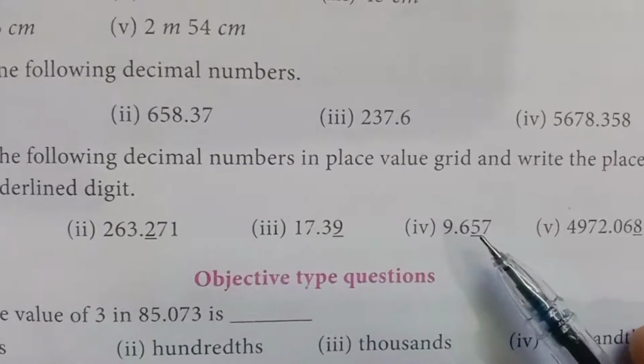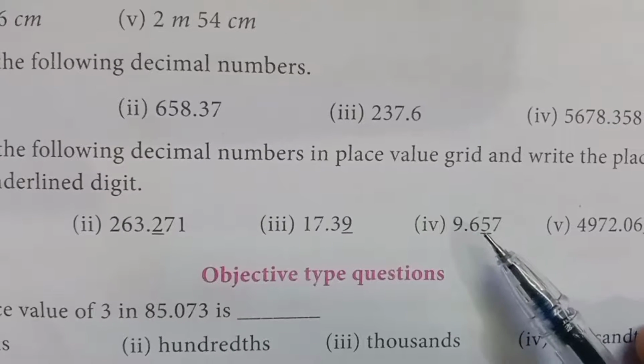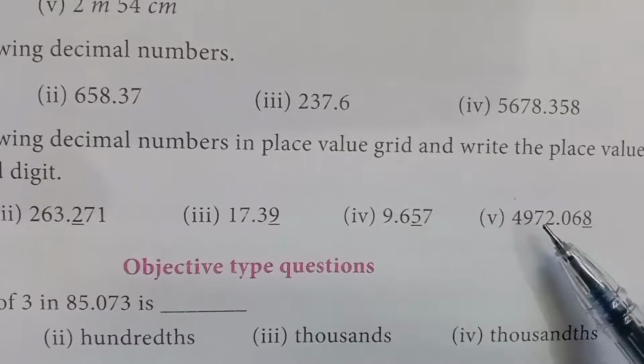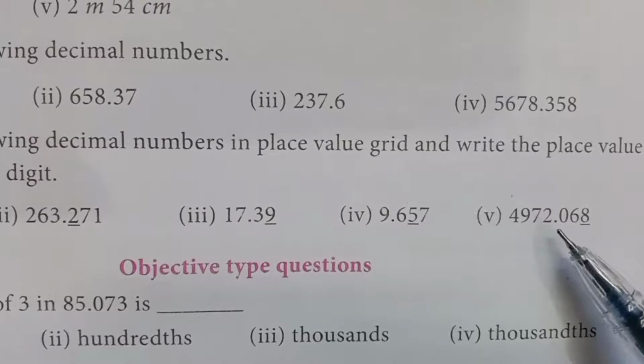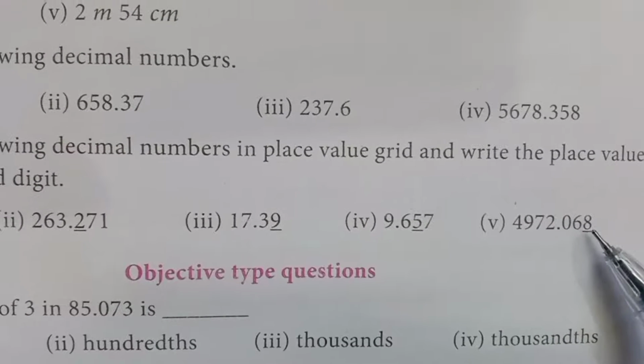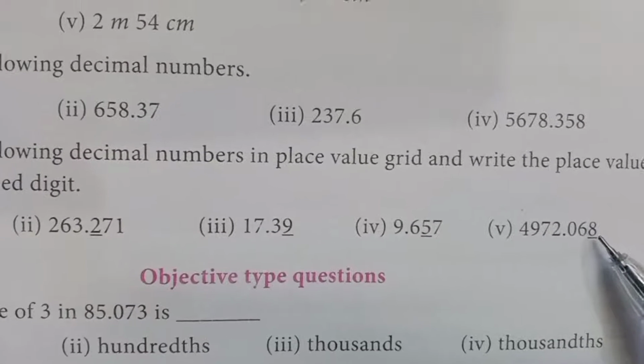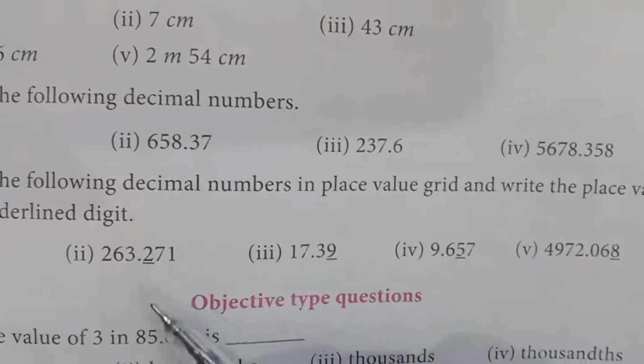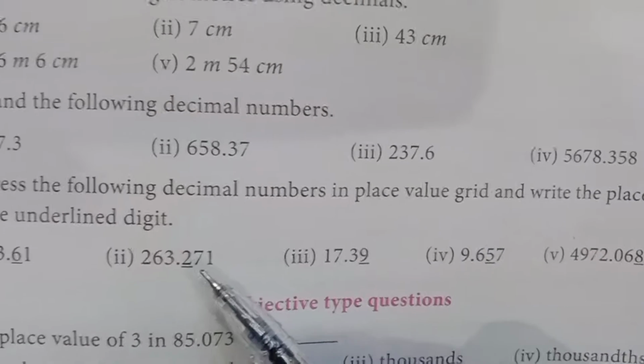Fourth problem: 9.657. Underlined digit is 5. Fifth question: 4972.068. Underlined digit is 8. Okay, we want to draw the place value grid and, for the underlined digit, write the place value.